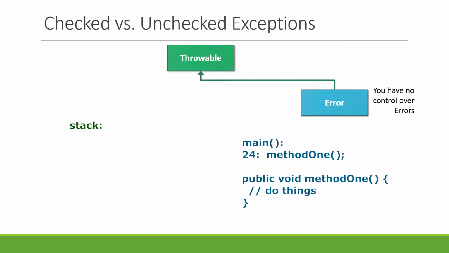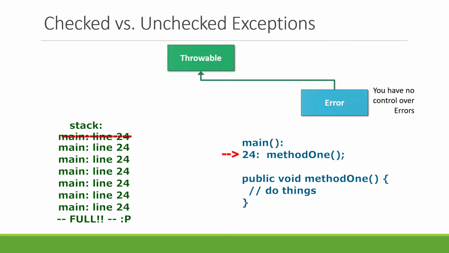So if you're in main and you call a method called method1, it's going to push an entry onto the stack that says, I was in main at line number X. Then when you finish method1, it pops that last entry off the stack and says, where did I come from? Where did I leave off? I was at line X in main. So that's how it knows where to return when it's finished executing a method. That's called the stack.